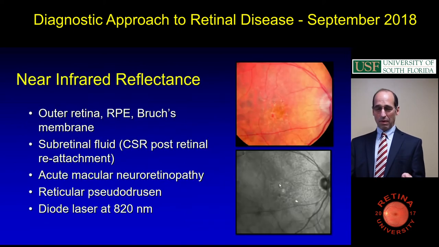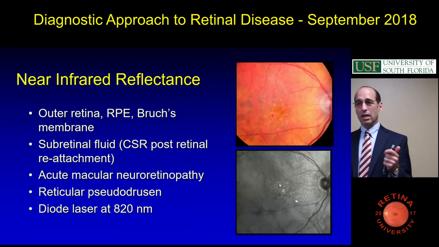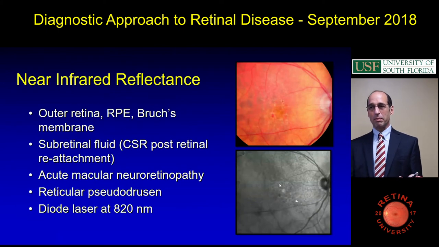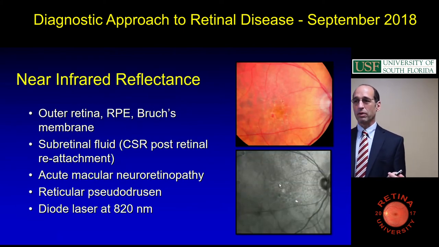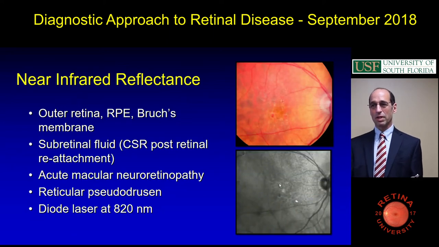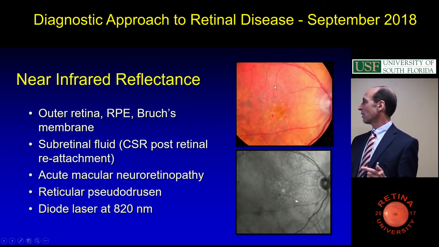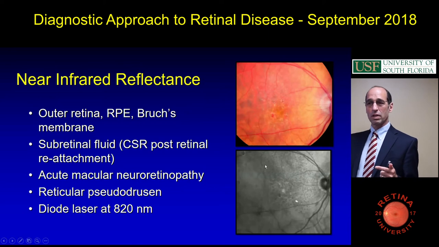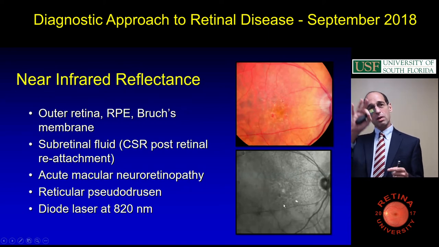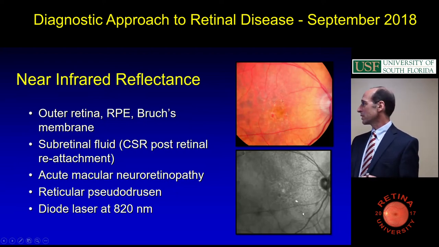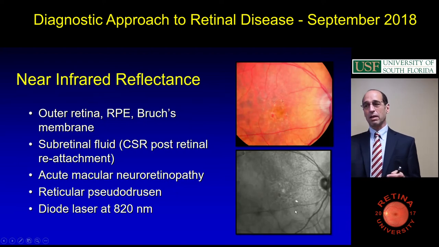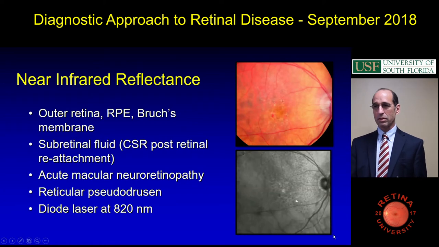All right, so for infrared imaging, it looks at the outer retina, the RPE and Bruch's membrane, and you can see subretinal fluid, and you can see acute macular neuroretinopathy, reticular pseudodrusen, and it's an 820 nanometer laser that captures it. These pictures are supposed to show you how easy it is to see reticular pseudodrusen in the infrared. Whereas if you look at a color picture, sometimes you're not sure they're there, but you look at the infrared and they're super obvious, all these little dark spots. They tend to be in the superior macula and they're important for macular degeneration.